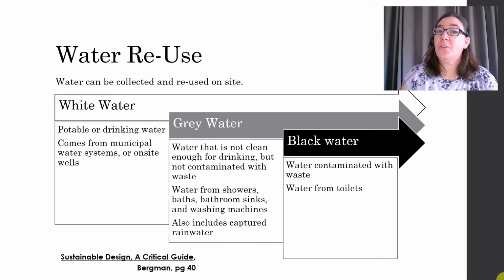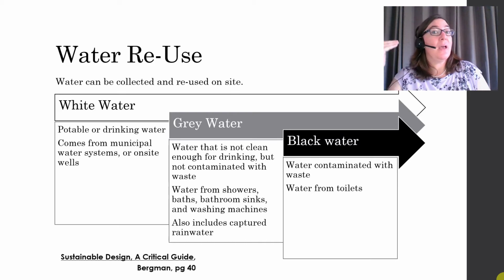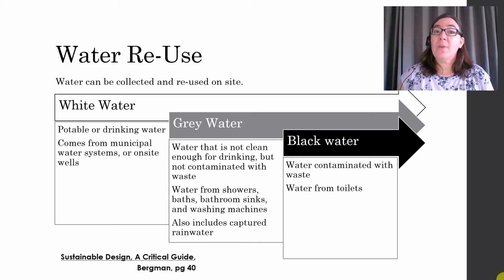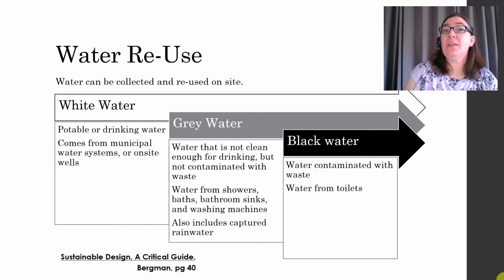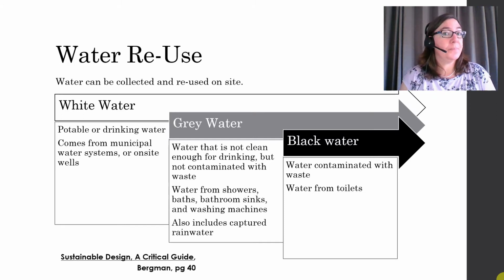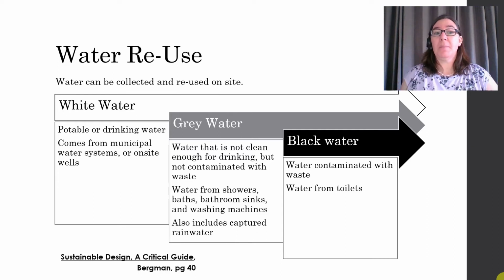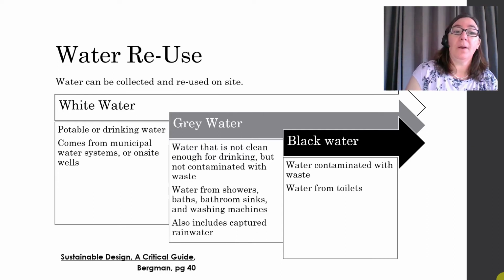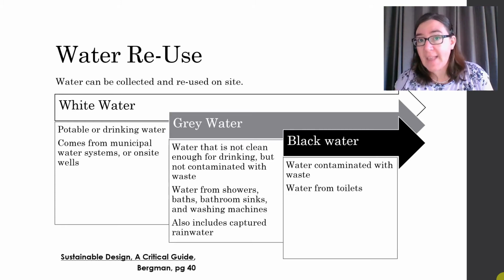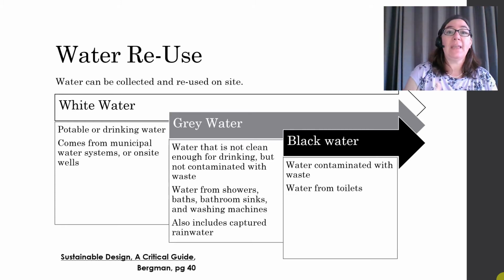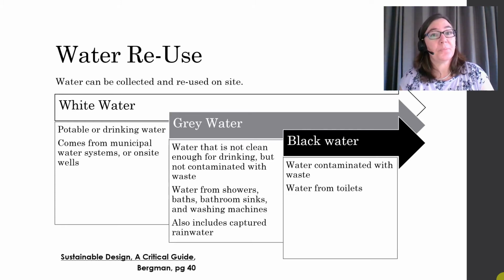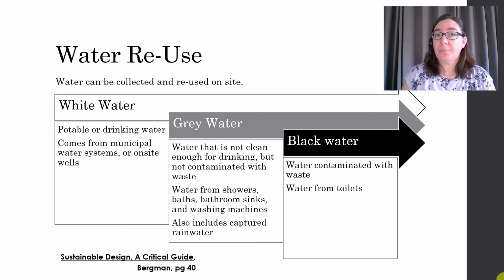In an effort to reduce total consumption of potable water, you can actually collect and reuse water on site. Here's some important vocabulary terms that have to go with this. All right. And the first one is white water. White water you're not going to hear very often. You more often hear the term potable water or drinking water. And this is the typical water that comes from the tap, and humans can drink it, bathe in it, and use it. It's going to come from municipal water systems or on-site wells.